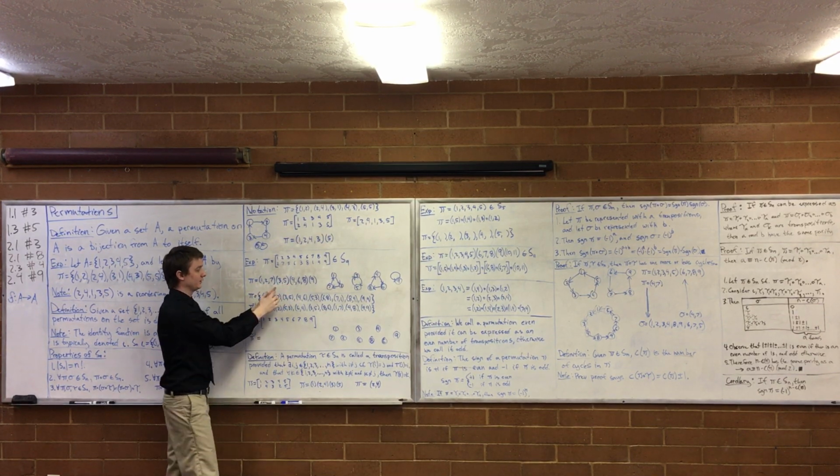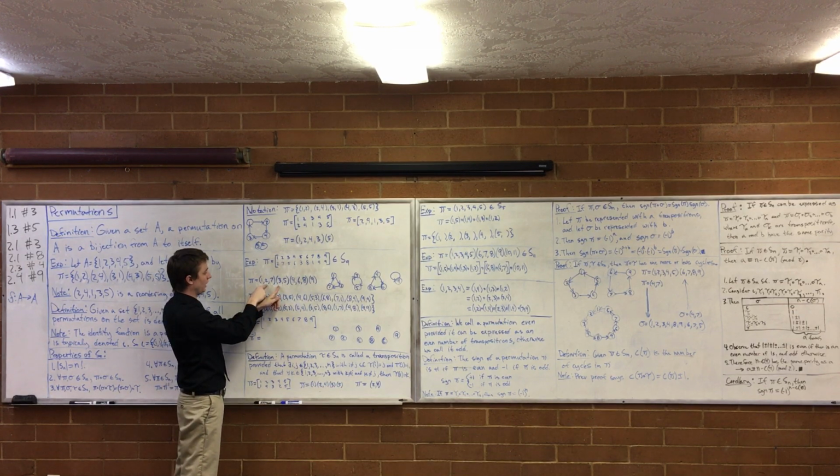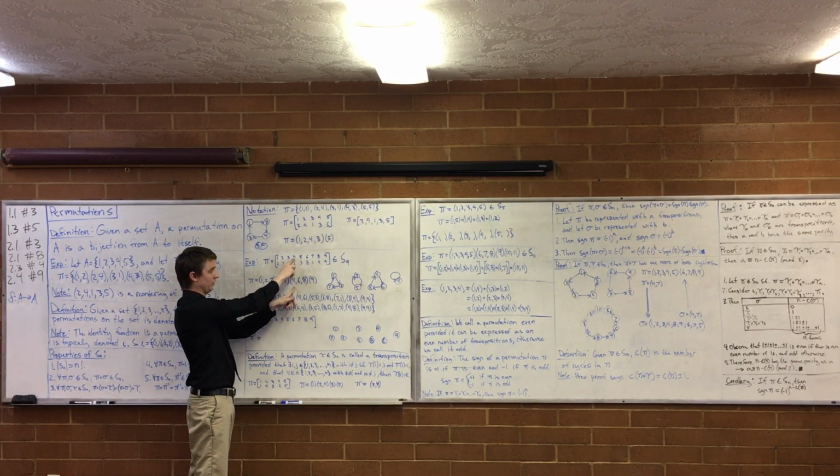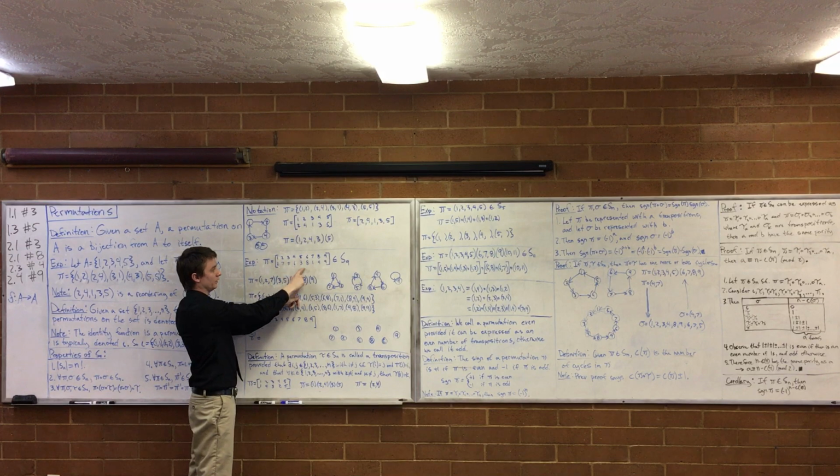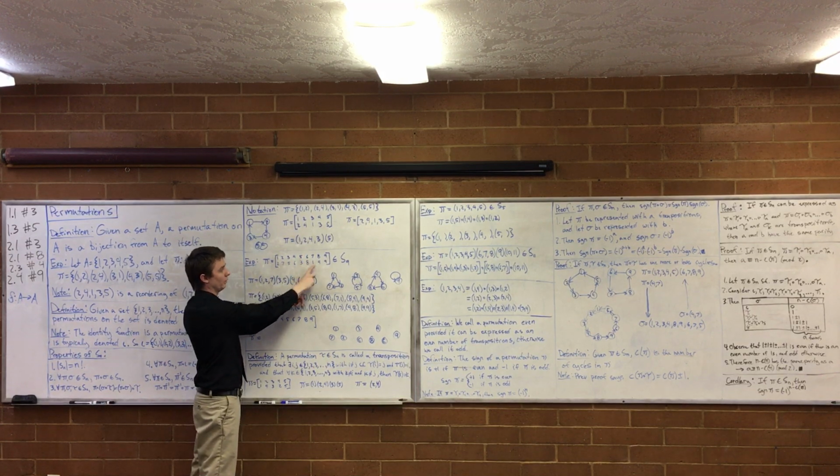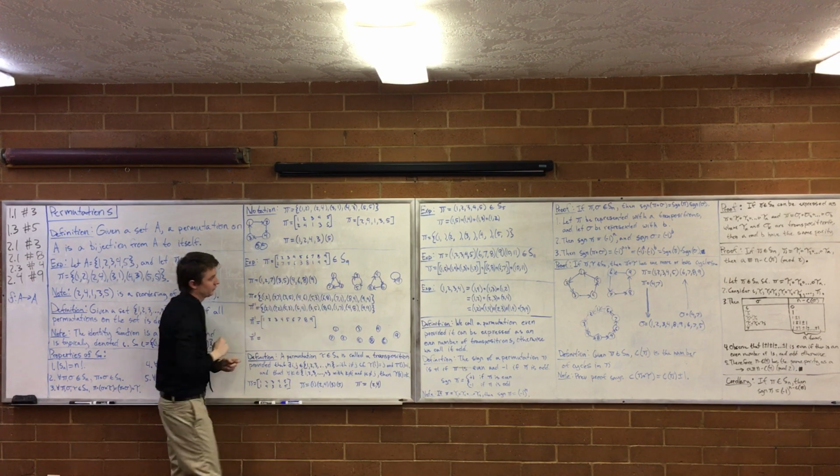So now we start our next cycle. We look for the smallest element we haven't used yet. That's 3. What does 3 go to? 3 goes to 5. What does 5 go to? 5 goes to 3. That completes the cycle. Start our next cycle. What's the smallest element we haven't used yet? 4. 4 goes to 6, 6 goes to 8, 8 goes to 4. That closes our cycle. And then 9 is a standalone cycle.